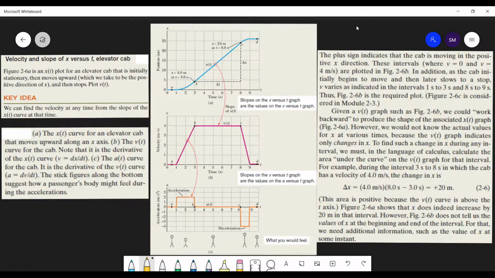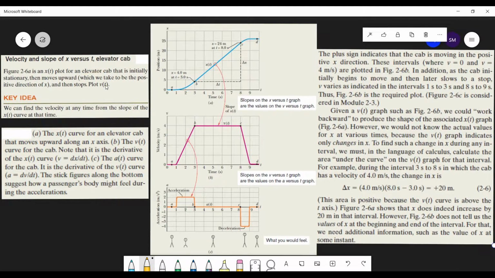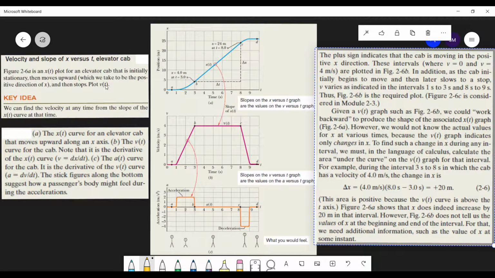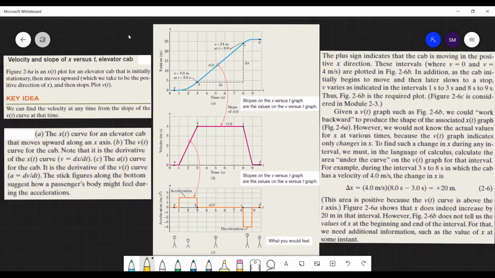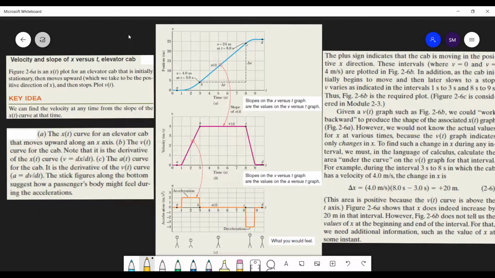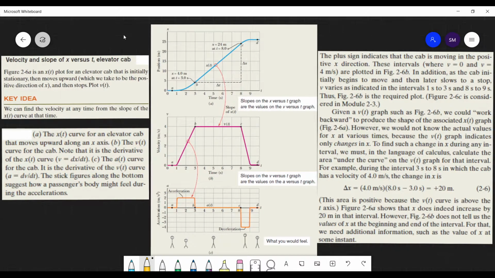So students, if you look at this graph, this is the graph of an elevator cab. You can call it lift, you can call it cab, that's the same thing. This is the graph of an elevator cab, which is initially stationary.